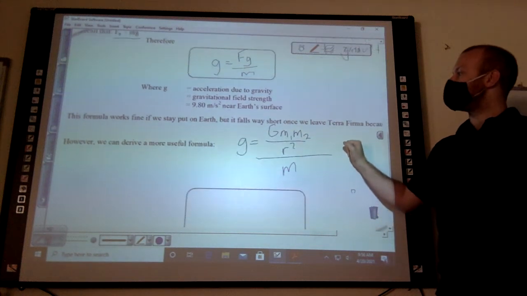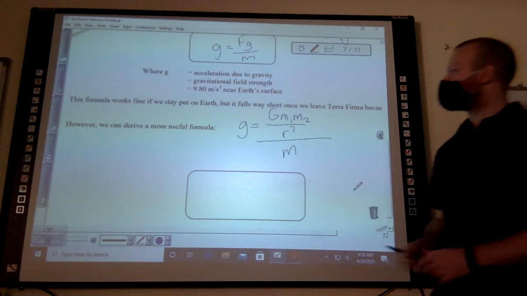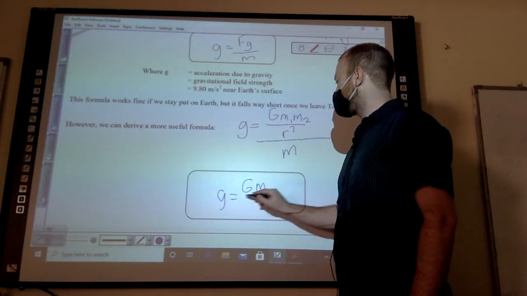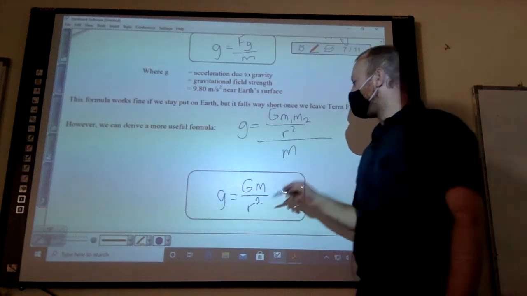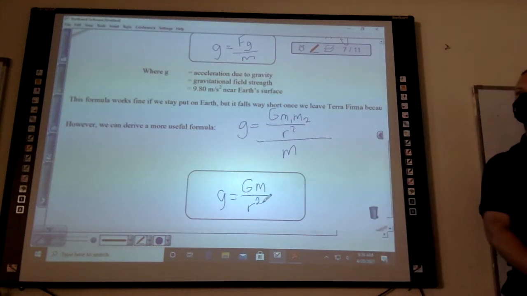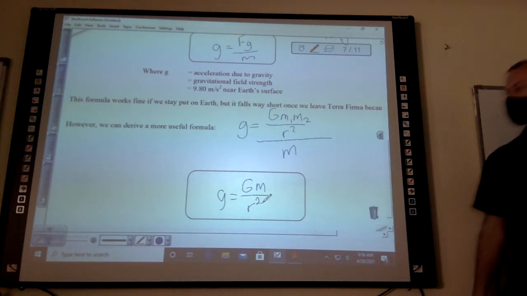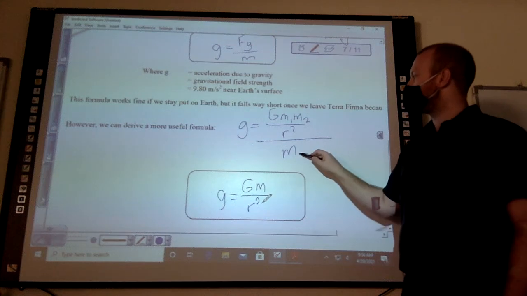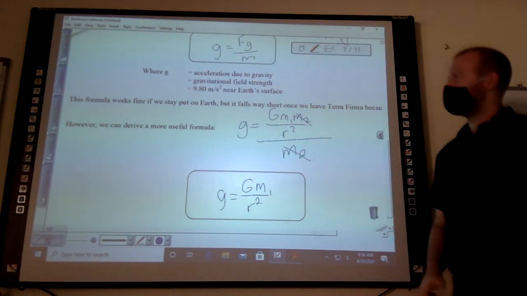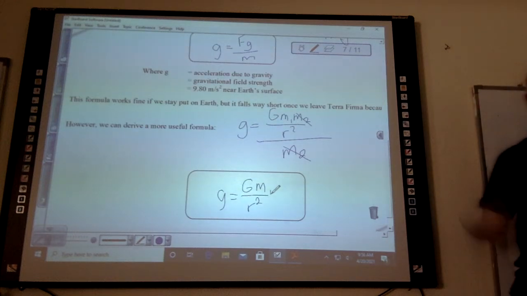Well, let's think about this. So this is going to cancel one of the masses out, and I'm going to be left with this. Which mass does the acceleration due to gravity depend on? The satellite or the planet or whatever that is? The Earth. So this has to be mass 2. And you're left with the mass of whatever is causing the gravity.